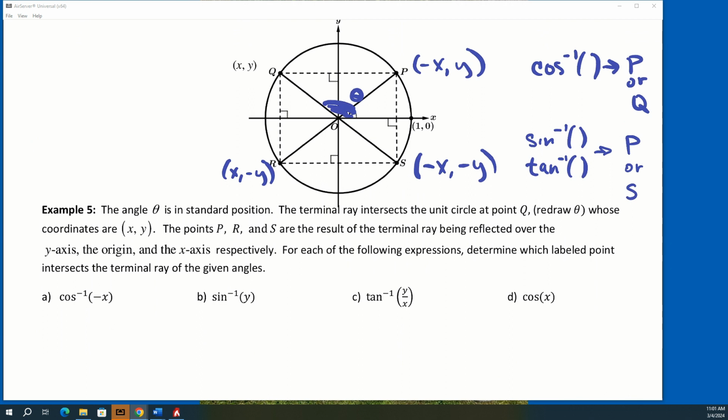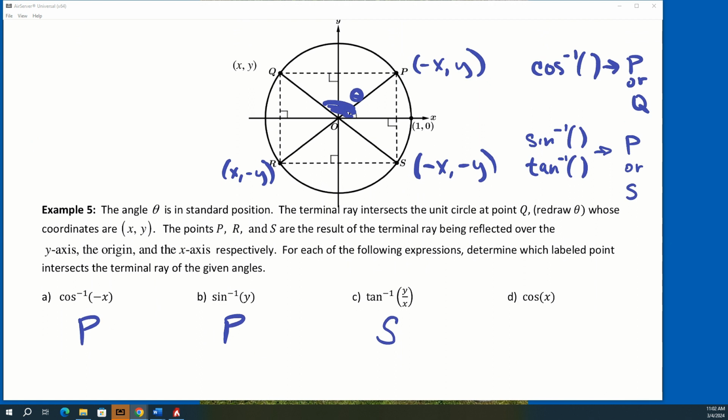Okay, so when I figure out which point we're going to use for the inverse cosine of negative x, we're just looking for negative x. In this case, it is P. And then the arc sine of y, we're going to look for the positive y, which is also P. And then the arc tangent, we need to be able to divide the y and the x and get a positive. So what do y'all think? That's going to be S. Good.